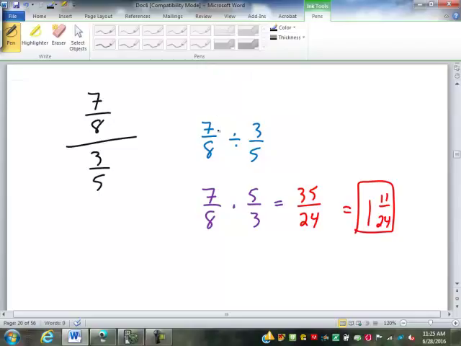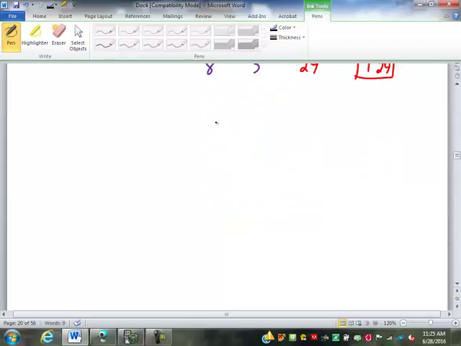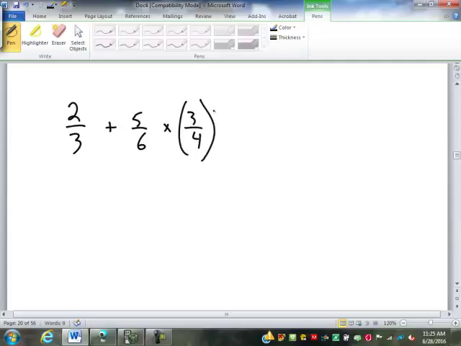Now it may not stay quite that simple. I might throw in something like 2/3 plus 5/6 times 3/4 squared. How would we do something like that? Exponents first. 3/4 squared. Well, it's going to be 3 squared, which is 9, over 4 squared, which is 16.